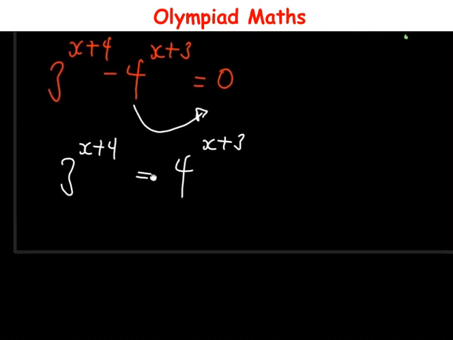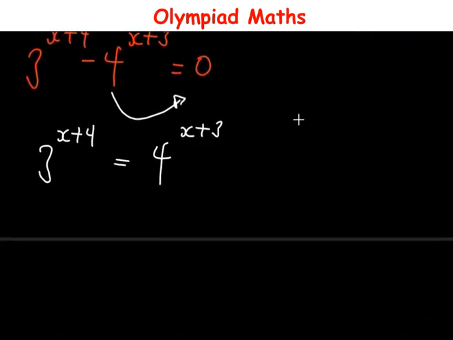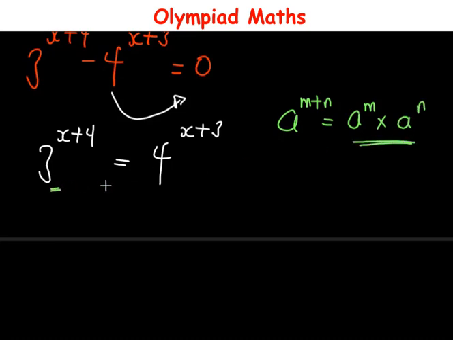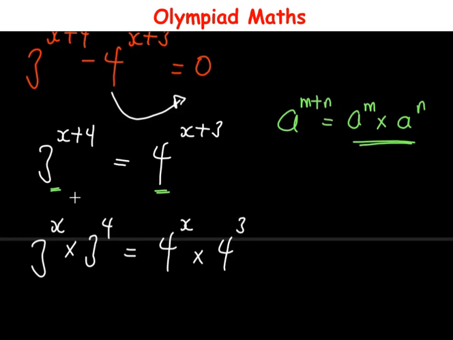And applying this rule of indices, that if you have a raised to power m plus n, this equals a raised to power m times a raised to power n. Applying this rule right here and here also, what we have is this. We have 3 raised to power x times 3 raised to power 4 equals 4 raised to power x times 4 raised to power 3.